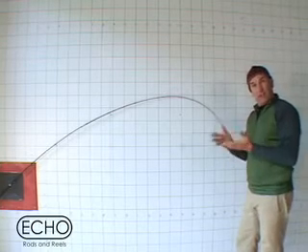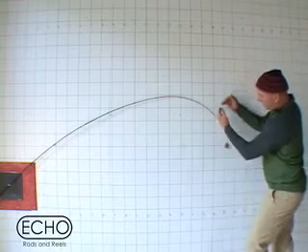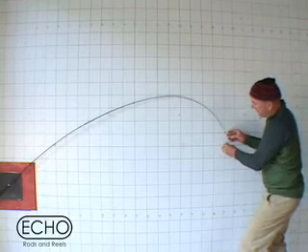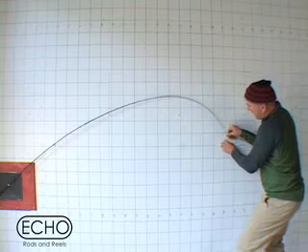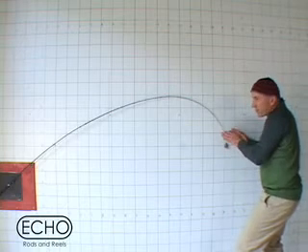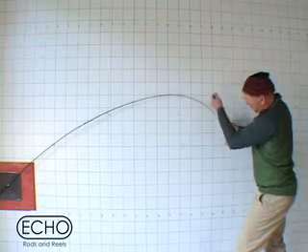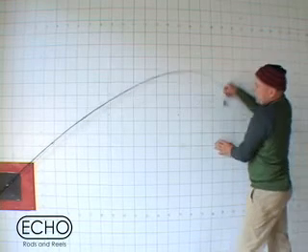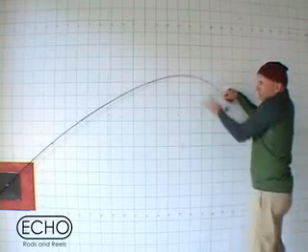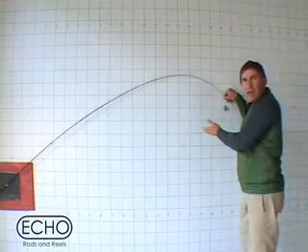Power is the overall stiffness of a fly rod. So hanging 4 or 5 ounces on the end of this fly rod, if it bends down to a comfortable level, this might be a number 5 rod. If I hung another rod up here with the same amount of weight and it was way up here, that might be a number 7 or a number 8 rod.